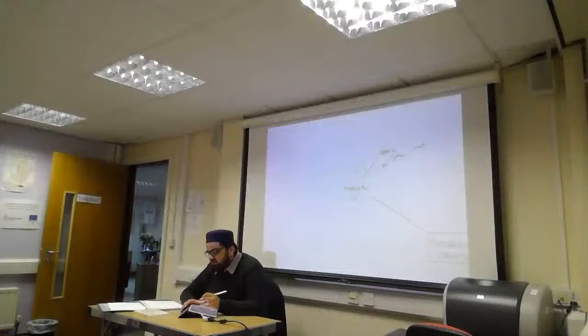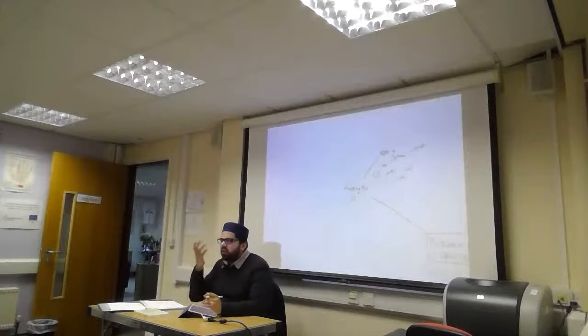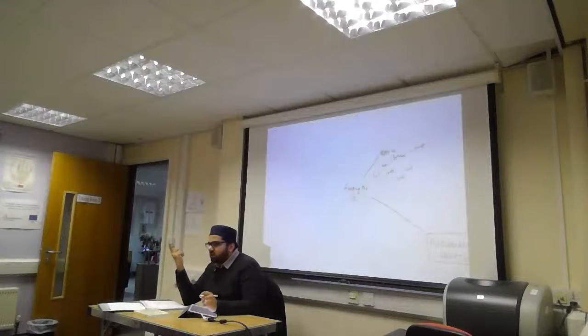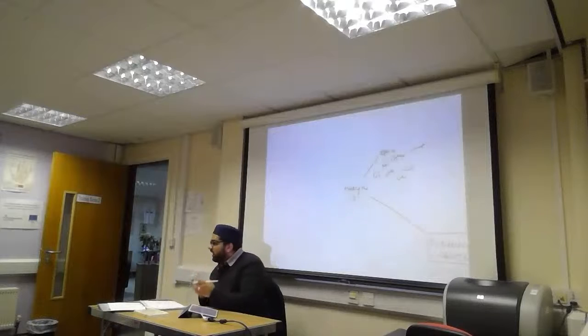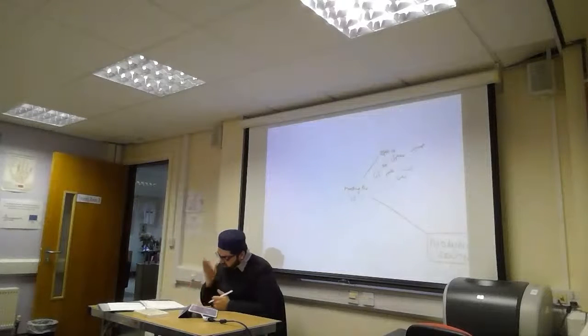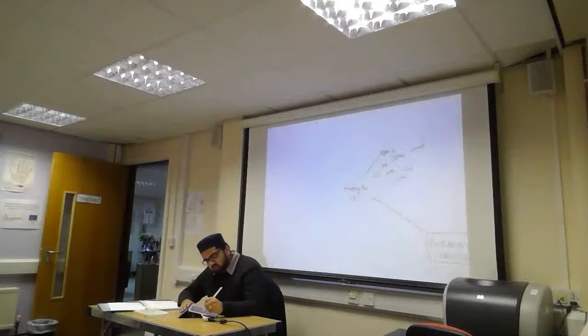For example, huwa, hum, anta, nahnu, ana, all of them, the 14 ones that we've got, the independent ones. We've done this in class 1, I listed them all out. As soon as it comes after that, so as soon as you have that at the start of the sentence, straight away there's an is. So let's have a look at some examples.